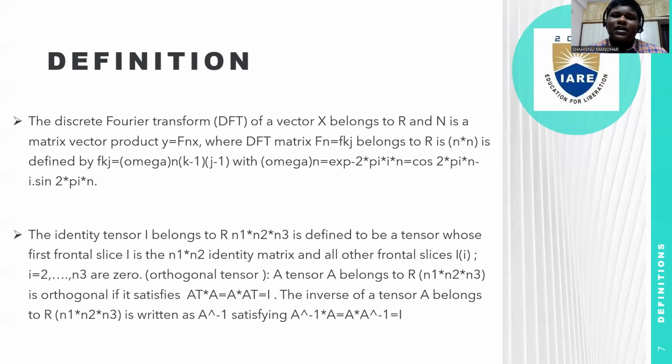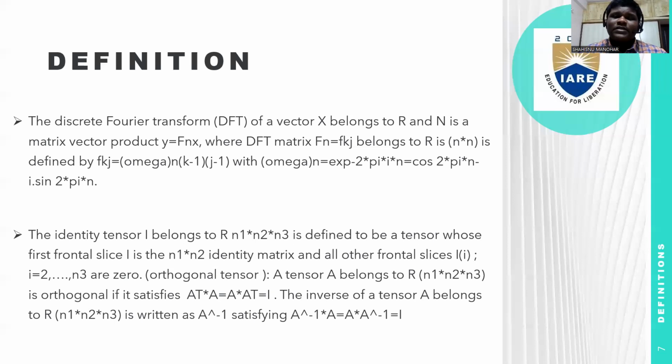The identity tensor I belonging to R^(n1×n2×n3) is defined to be a tensor whose first frontal slice is the n1 by n2 identity matrix and all the other frontal slices, from 2 to n3, are 0.